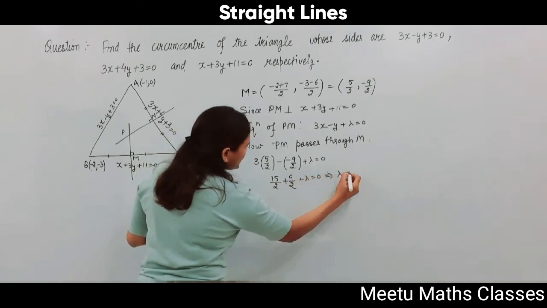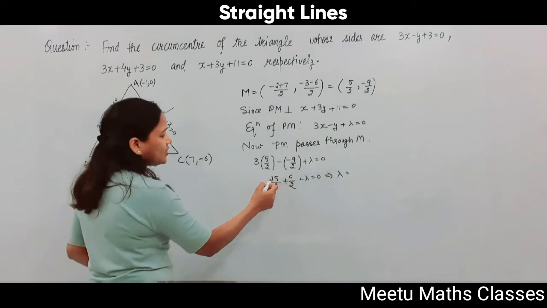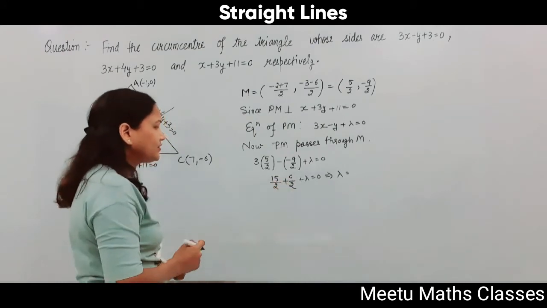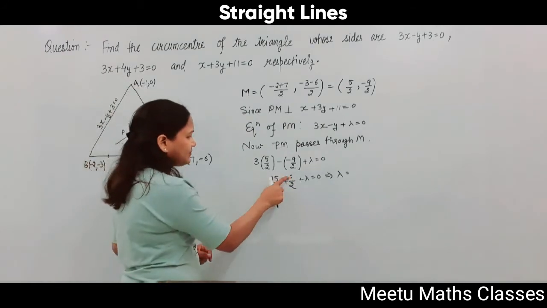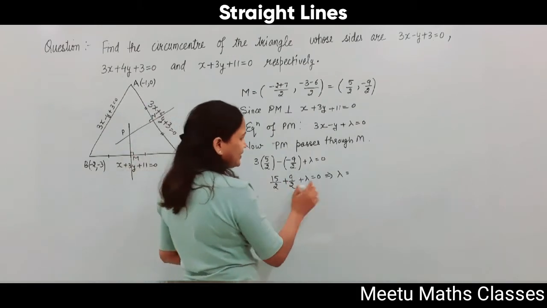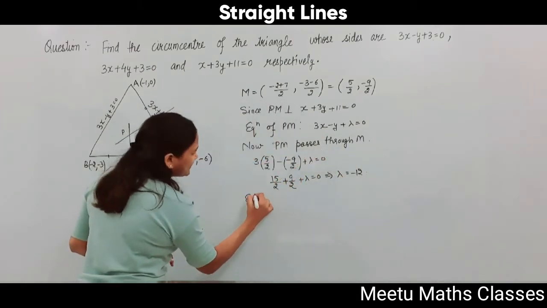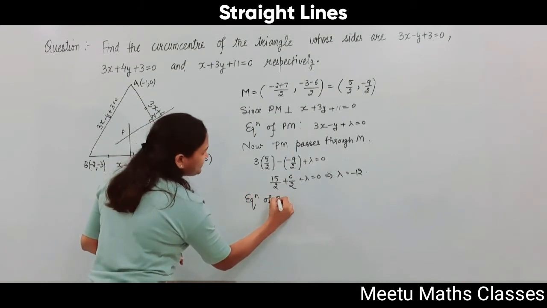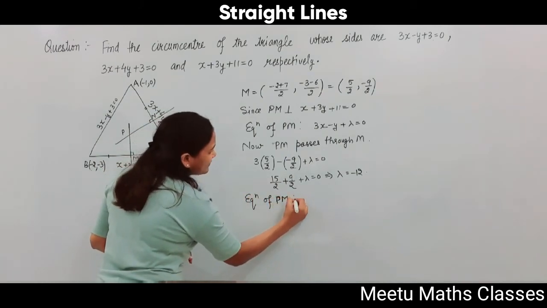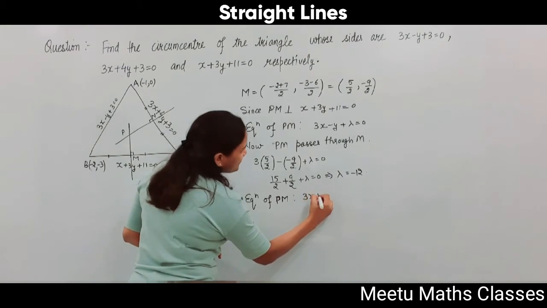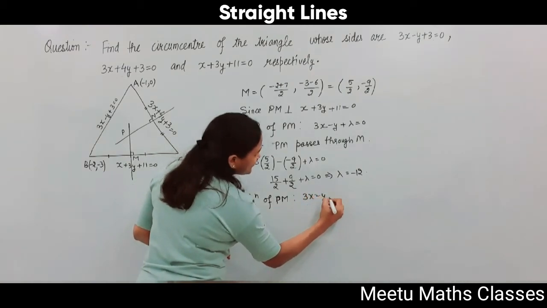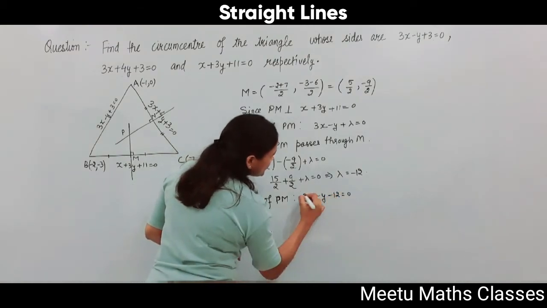So lambda will be equal to, this is 24 by 2. 15 plus 9 is 24 by 2. This is 12. So lambda is -12. तो lambda की value अगर आप put करते हैं, then equation of PM will be 3x minus y minus 12 is equal to 0.